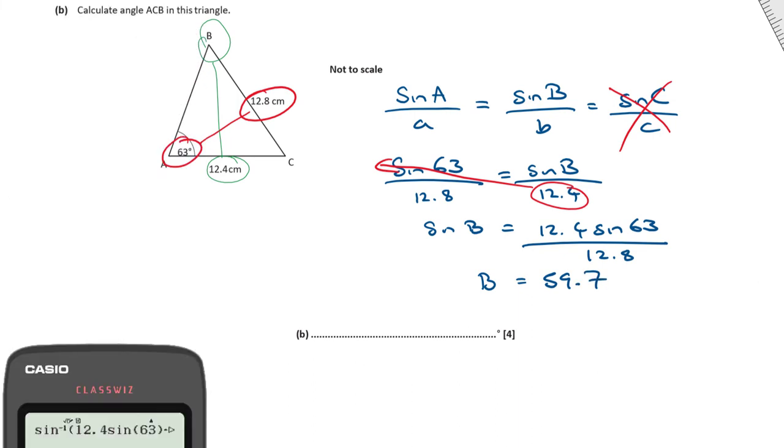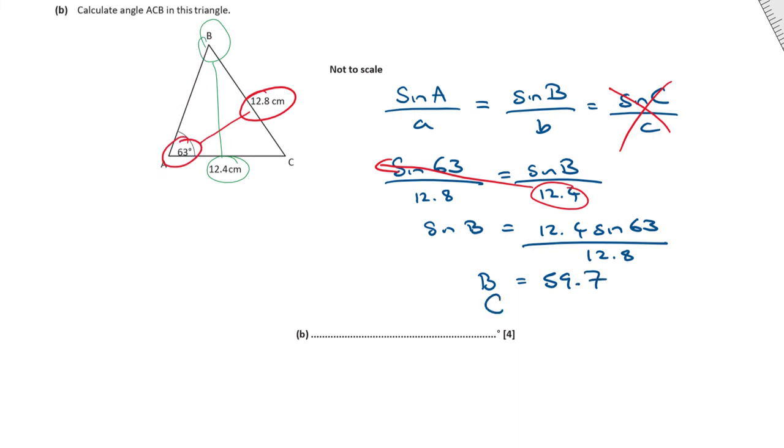So then C is going to be 180 minus A, which is 63, plus B, which is 59.7. So what's that then? Add 60, take away 180. And that comes out to be 57.3 degrees. That's my answer, 57.3 degrees.